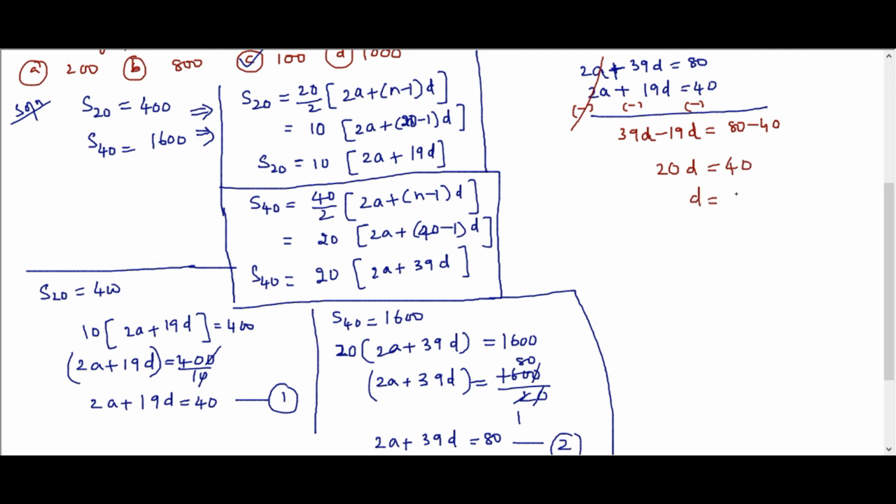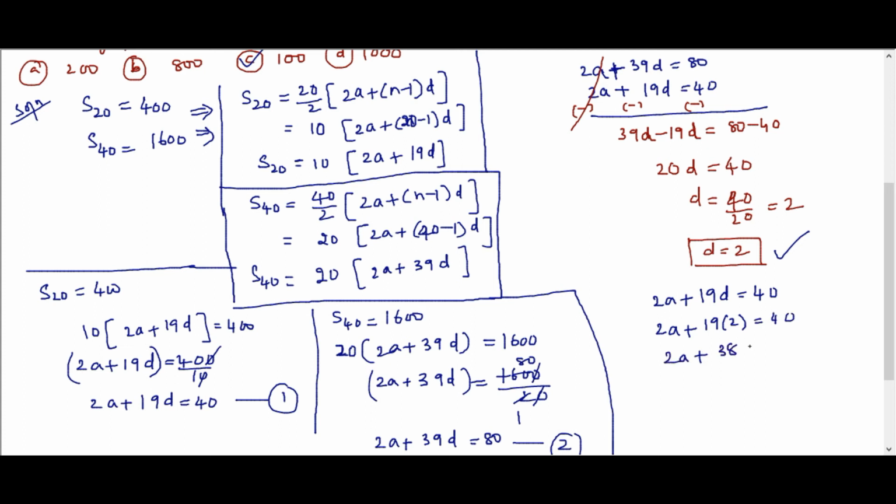So d should be how much? 40 by 20, which is 2. So d is how much? 2. You got d as 2. Then what about the other value? If d is 2, then any one equation you can take. 2a plus 19d is equal to 40. I'll take this. Okay, 2a. Prefer to take the smaller one because it's easier to solve. That's all. Very simple. 2a plus 38 is equal to 40.